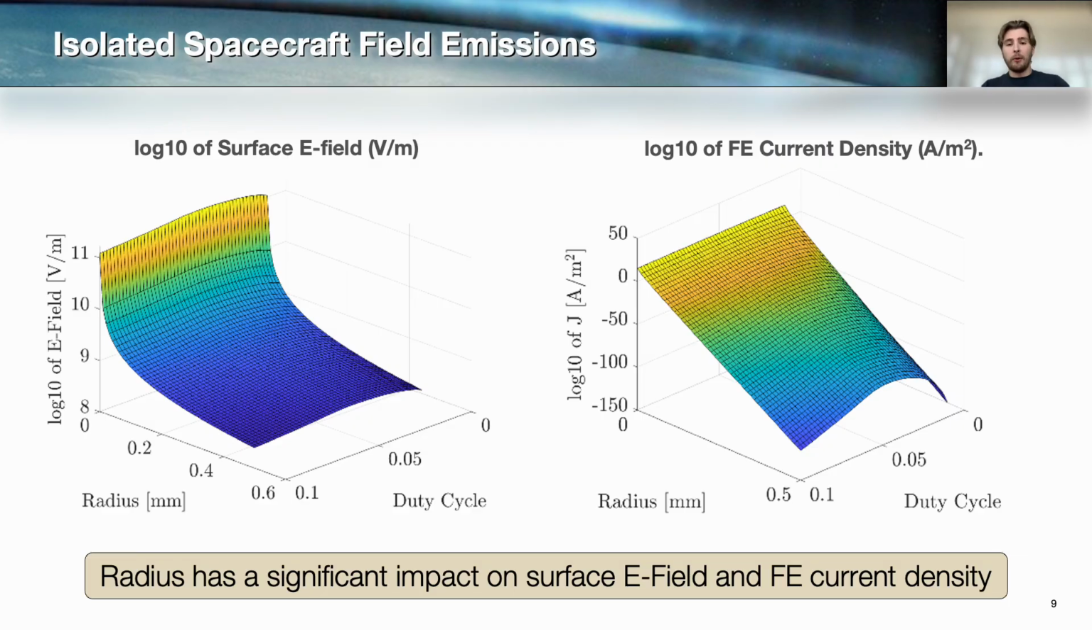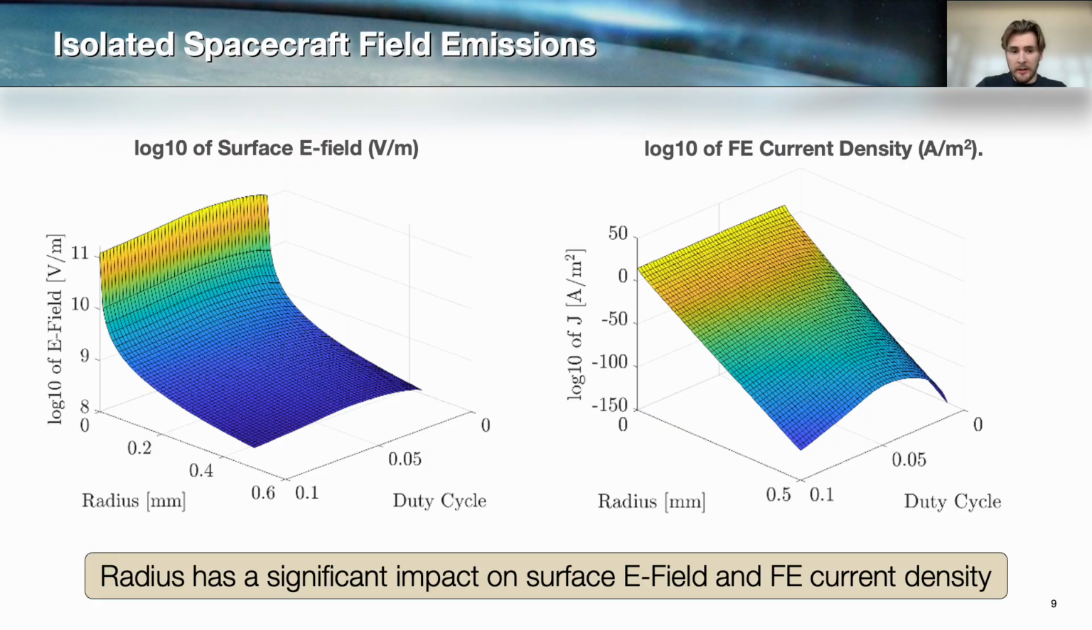So from these simulations, the following results are found. The plot on the left shows the log 10 of the surface electric field magnitude for the aforementioned radii and duty cycles, and the plot on the right shows the log 10 of field emissions for the same variables. And from these plots, we can see that the surface feature radius has a significant impact on both surface electric field and field emission current density, much more so than the duty cycle. So across all voltages, we see that having a smaller radius really greatly increases the surface electric field and the field emission current density. Now, specifically looking at the plot on the left, we actually see that there is a super exponential increase as the radius decreases.